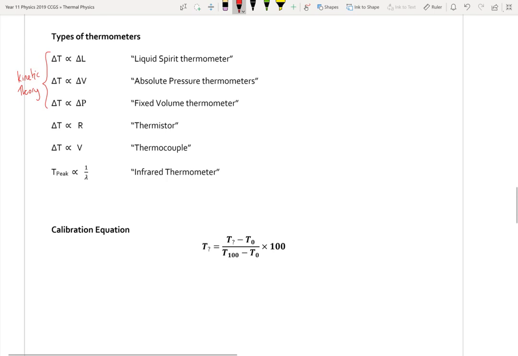It's the change in temperature, not one temperature on its own, but the change is proportional to the change. So if I had a delta T of 2 degrees and a delta T of 4 degrees, then we would expect our changes in length to be directly proportional.